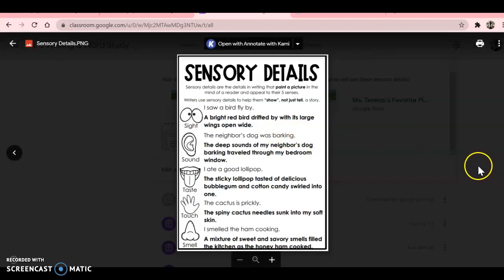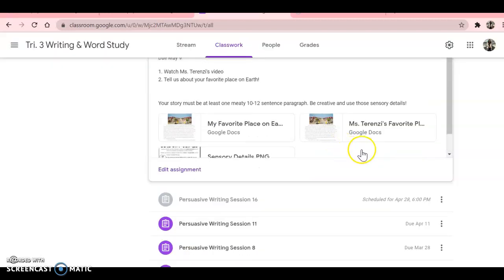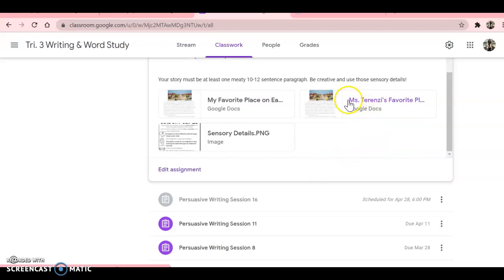So remember that when you're writing your own, you want to make sure you're being very descriptive when you're using those sensory details. So what you're going to do is, you can look at my example, Miss Terenzi's favorite place on earth.